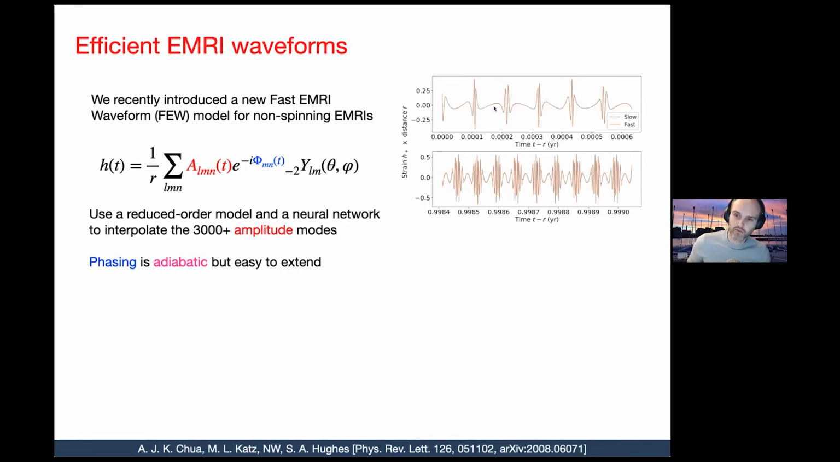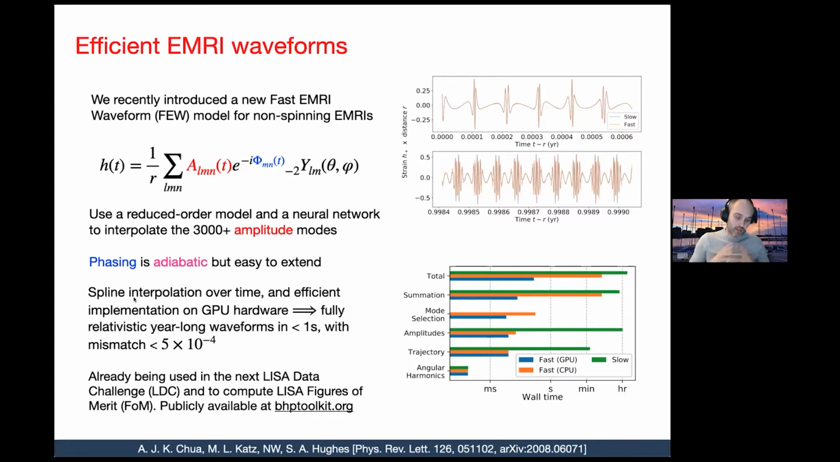We can compute a waveform. This is an eccentric waveform, again with about 0.7 eccentricity. The slow one, the blue curve, which you can barely see, is the very accurate one that's computed very slowly. And this new model, which is very fast, is the yellow curve, which, as you can see, beautifully reproduces it. The phasing in this model is just adiabatic, though. We don't use the post-adiabatic corrections, but it is in principle easy to extend once those corrections are known. As I'll highlight later, they're not at the moment.